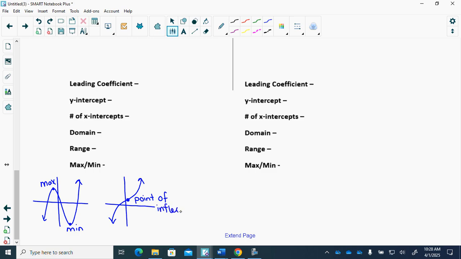So cubic functions have either or. They have a max and a min, or a point of inflection. They can't have both. They either have the max and the min, or they have that curvy thing, which is a point of inflection. Okay? Very important.